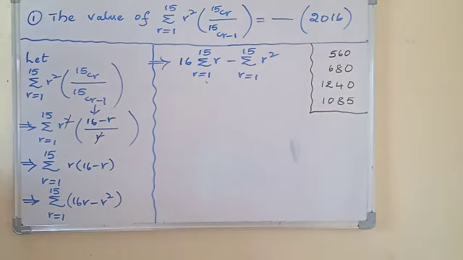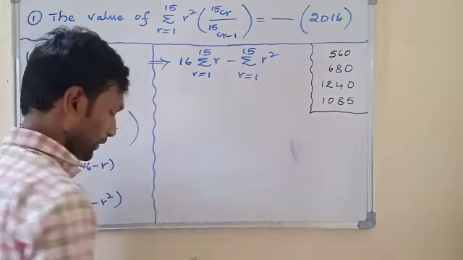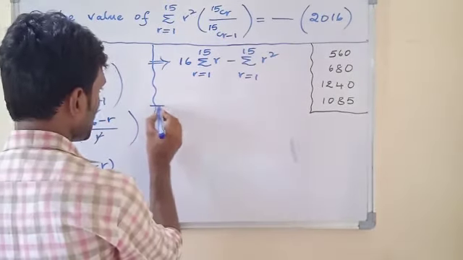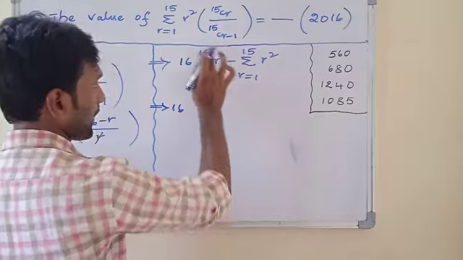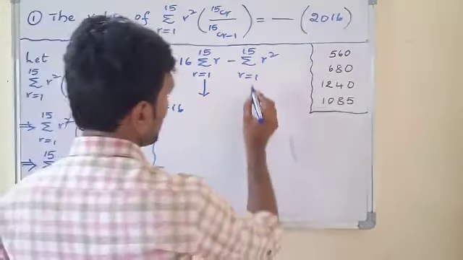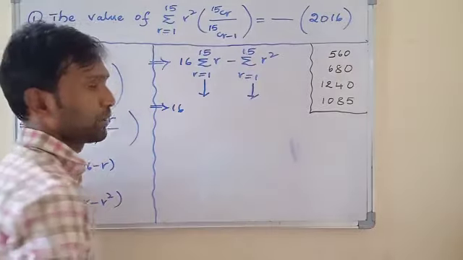Split the sigma notation into both terms, where 16 is a multiple: 16 into sigma r equals 1 to 15 of r, minus sigma r equals 1 to 15 of r square. That implies 16 into, there is a standard formula for this sigma notation. At the same time, there is another standard formula for the second sigma notation also.